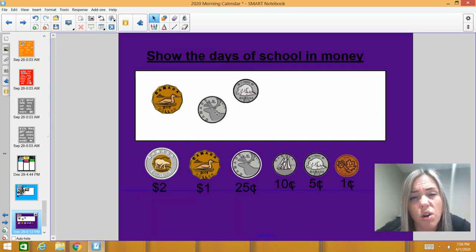We can add it up now. We know that this is a quarter. 25 plus 5. We can use the count up strategy. 25, 26, 27, 28, 29, 30. We know that it's $1.30 here for the money.